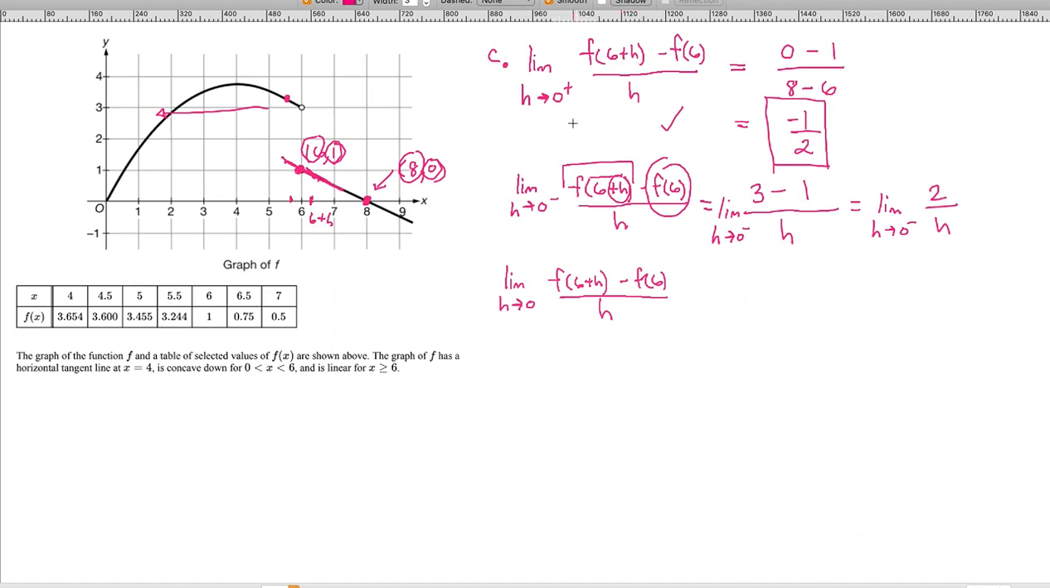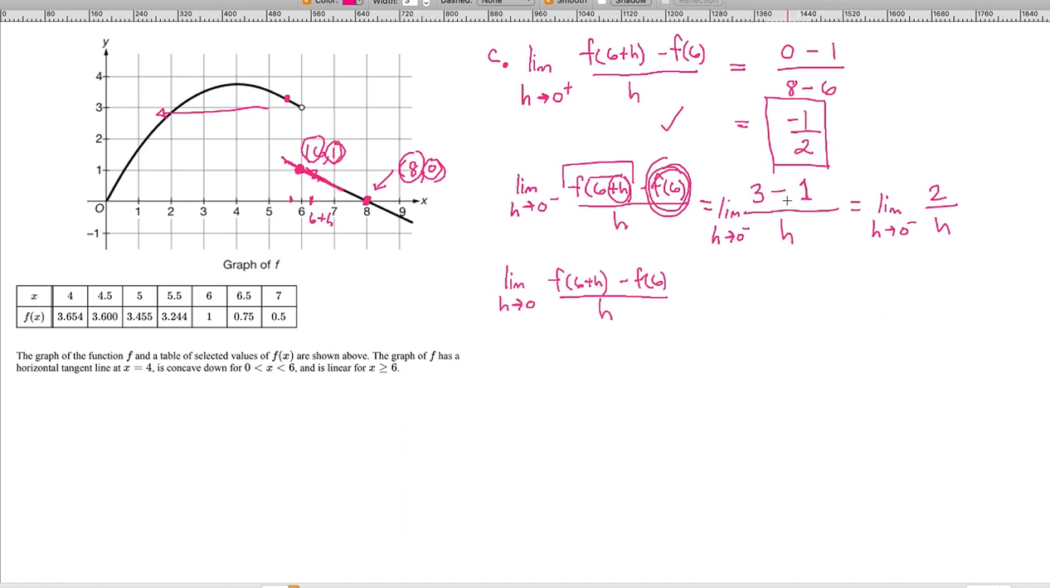F of 6 plus h, as I go over here, I'm getting closer and closer to 1. And then f of 6 is 1. So I just need to see that this is going to be the slope of this tangent line. But in this top part, I got to piece out this limit. And I got to see that this piece here is tending towards a different value than this part here. Or this value here is just 1. F of 6 is 1. That's nothing to do with the limit.